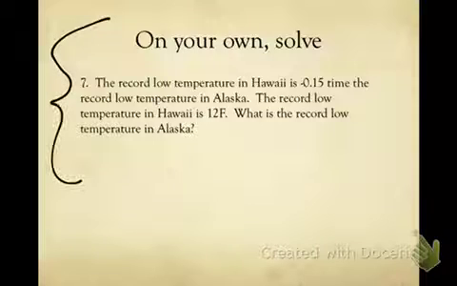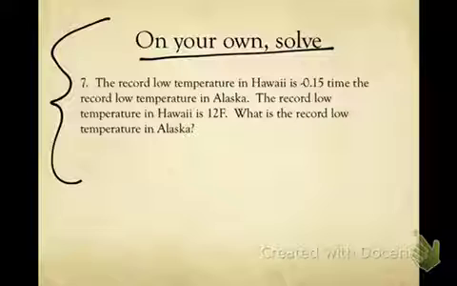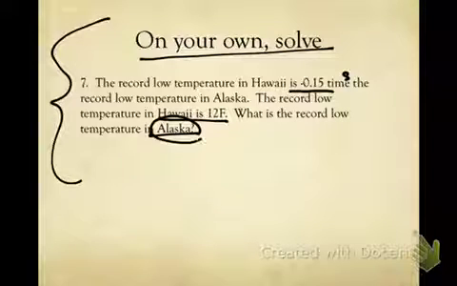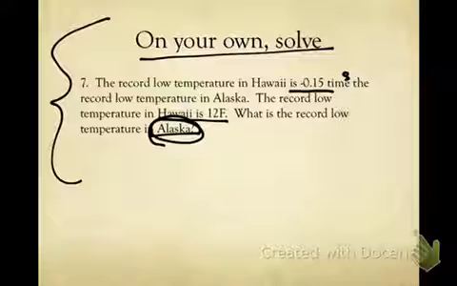Okay, you're going to copy this one into your notebook. This is on your own. So the record low temperature in Hawaii is negative 0.5 times the record temperature of Alaska. The record low temperature in Alaska is 12. What is the record low temperature in Hawaii? What is it in Alaska? So go ahead and try, and realistically, you should know that Alaska is going to be pretty darn cold compared to Hawaii. So go ahead and put your answer in the text box on the right.